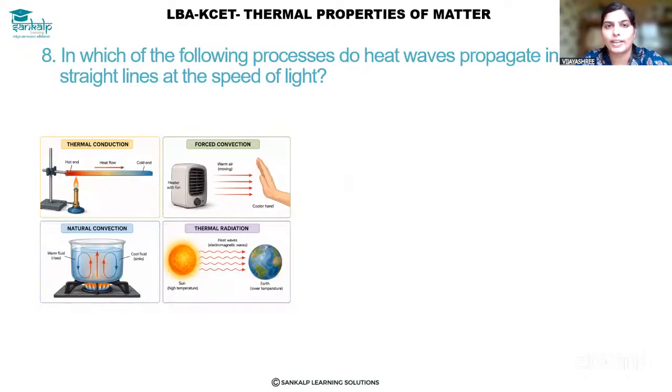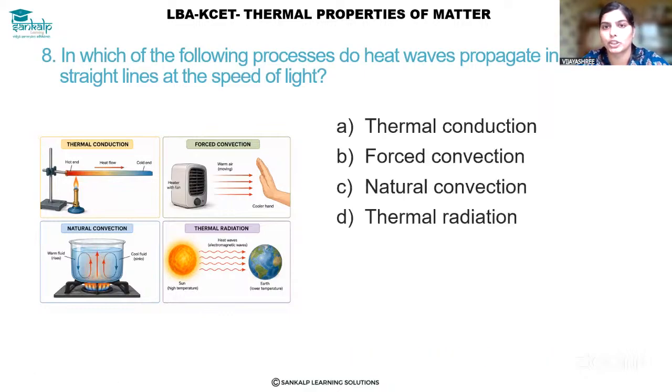Hello everyone, welcome to Sankalp Learning Solution. I am Vijayshri. We are discussing LBA-KCET questions of the chapter Thermal Properties of Matter. Let us see question number 8. In which of the following processes do heat waves propagate in a straight line at the speed of light? Option A, thermal conduction. Option B, forced convection. Option C, natural convection. And option D, thermal radiation.